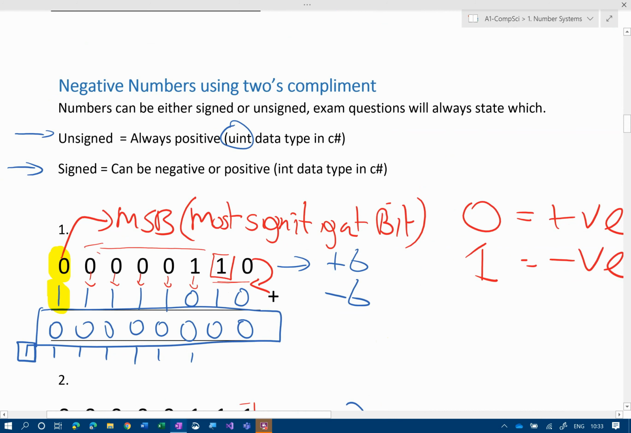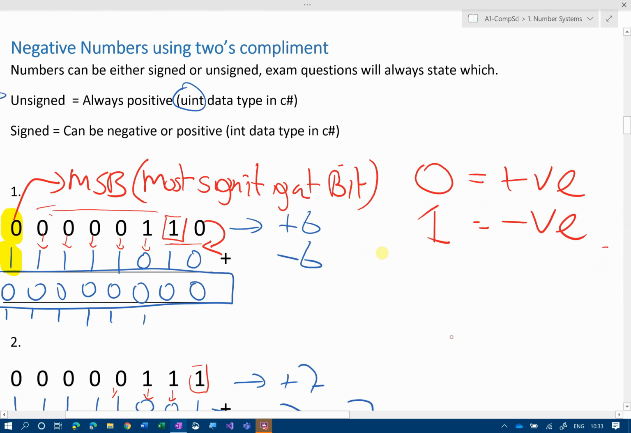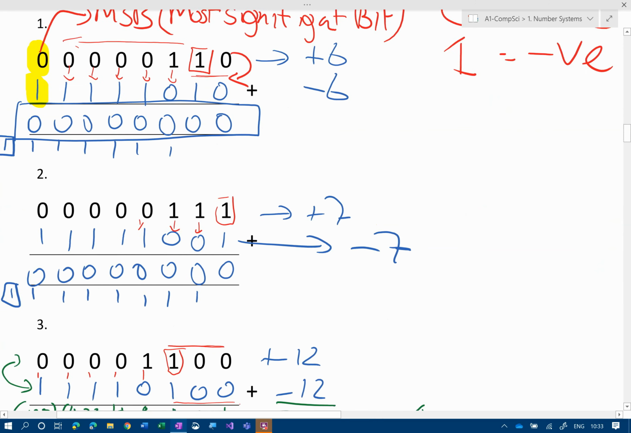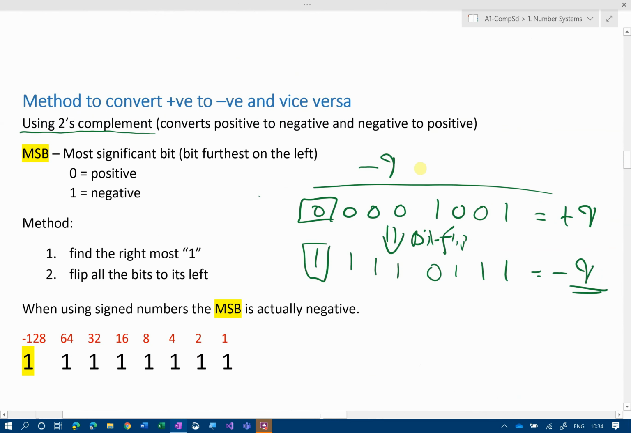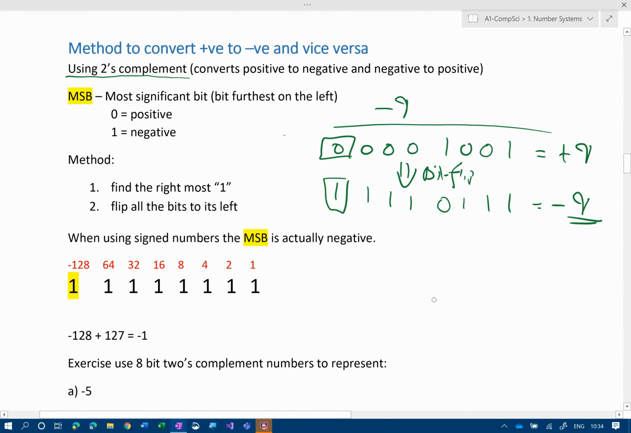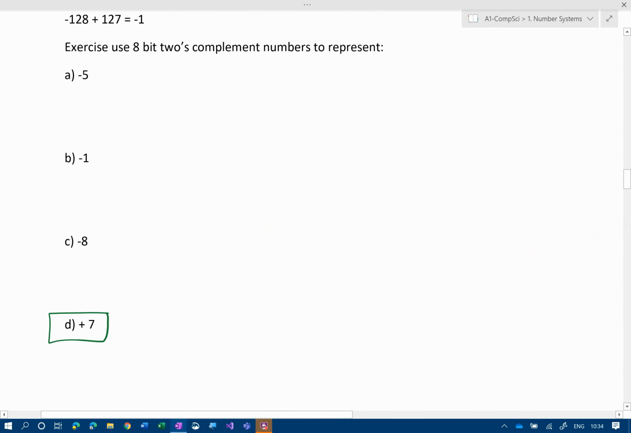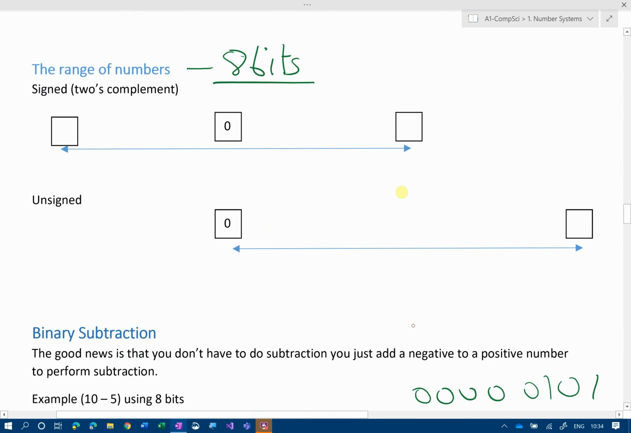All right, so if a number is signed, they would always tell you if it's signed or unsigned in a question. If the most significant bit is 1, then we know it's negative. If it's 0, it's positive. Now to go from a positive to a negative and vice versa, all you do is you find the rightmost 1 bit and then you flip everything to its left, but not including that one. All right, there's the method there. Then we have the range.